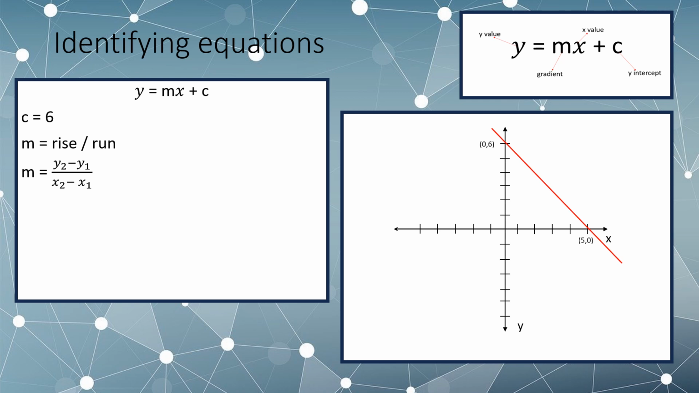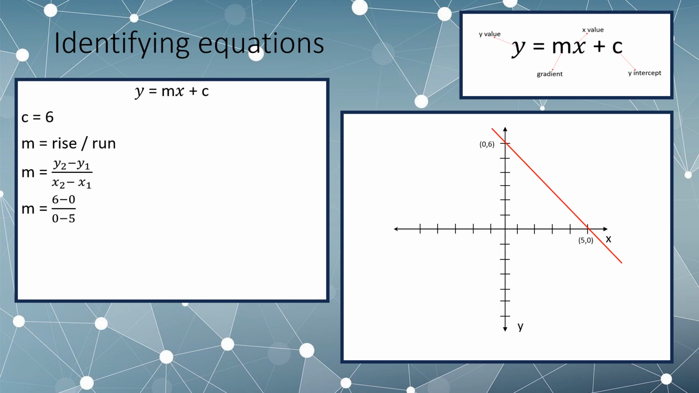So let's set our x-intercept (5, 0) as x1, y1, and our y-intercept (0, 6) as our x2, y2. So our y2, which is the first value we substitute in, is 6. Subtract 0, because that's our y1. And our x2 is 0 from our (0, 6) value, and our x1 is 5. So we have 0 subtract 5.